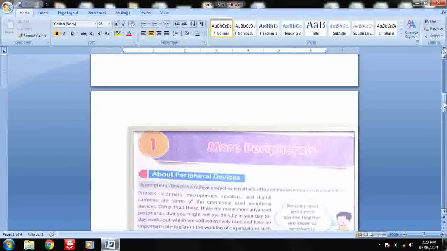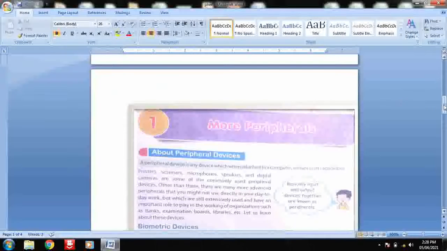These peripherals are devices which, when they are connected with the computer, enhance its capabilities. The capabilities of the computer are enhanced. It will work in an advanced way. Something different will be there. So it is an additional device. A peripheral device is any device which, when attached to a computer, enhances its capabilities. So they are always used when attached with the computer.